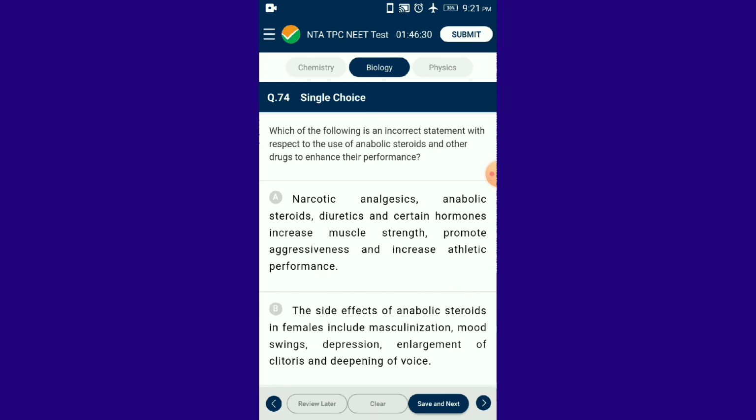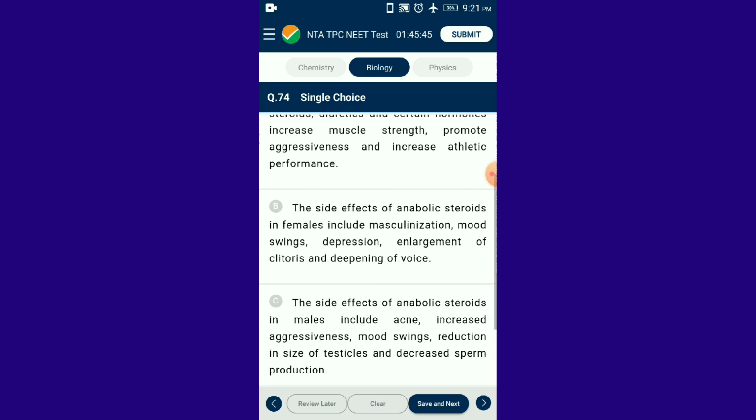Question number 74. Which of the following is an incorrect statement with respect to the use of anabolic steroids and other drugs to enhance performance? See statement A. Narcotic analgesics, anabolic steroids, diuretics, and certain hormones increase muscle strength, promote aggressiveness, and increase athletic performance. So that is the correct statement. See statement B. The side effects of anabolic steroids in females include masculinization, mood swings, depression, enlargement of clitoris, and deepening of voice. That is also correctly given.